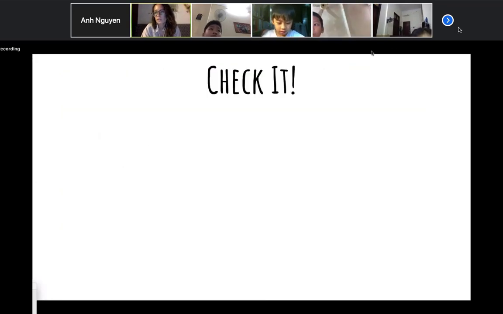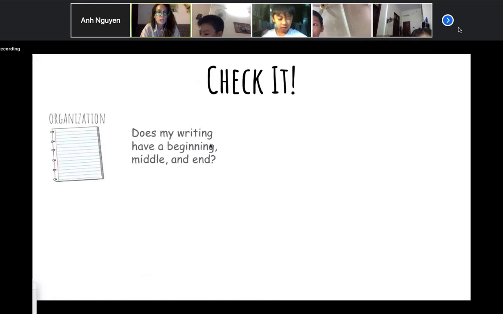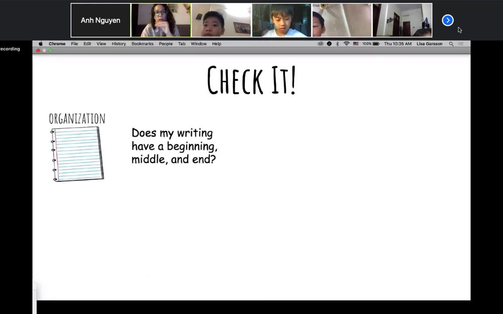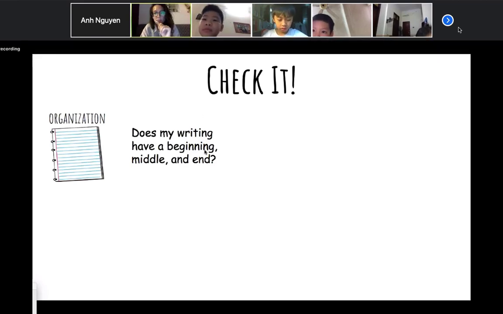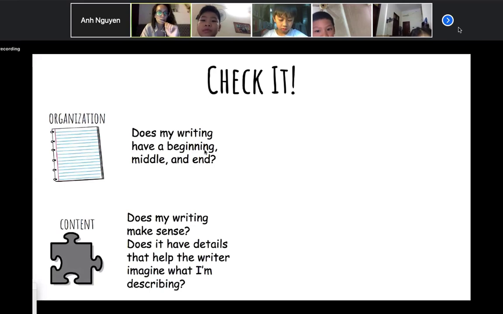Okay, so the first thing we're looking for when we revise or edit is organization. Does my writing have a beginning, middle, and an end? Okay. Next thing, content. Does my writing make sense? Does it have details that help the reader imagine what I'm describing? Remember, we did like 2 days of practice with adding details to our sentences.